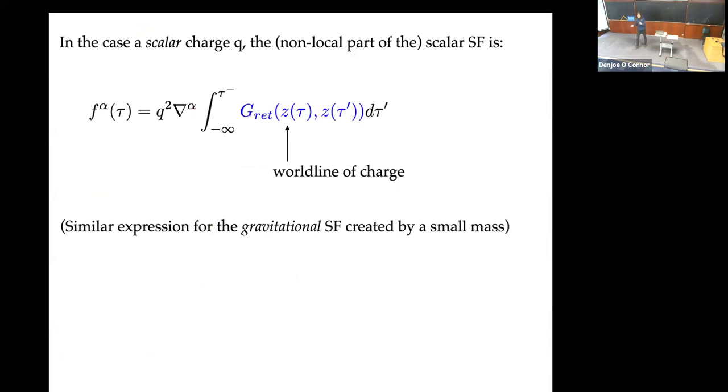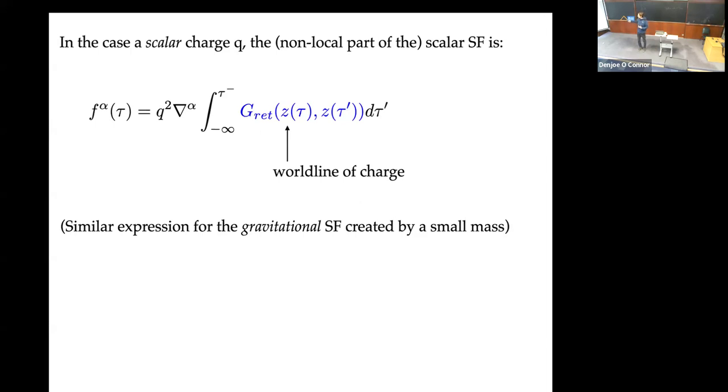Okay, now, so that's for a gravitational self-force. You can also calculate the self-force due to a scalar charge propagating in Kerr spacetime. The scalar charge creates a scalar field which can act upon itself. You need to regularize that. It creates a self-force. And that's an expression with which you can calculate the scalar self-force.